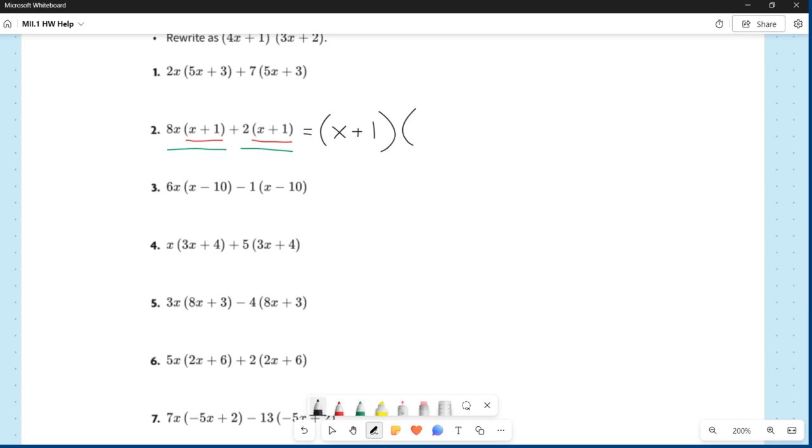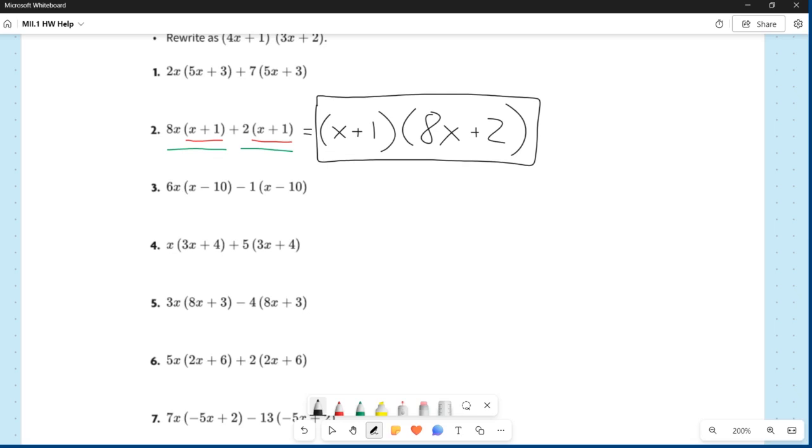So in my first term, the piece that's left over is 8x. And then the piece that's left over in the second term is plus 2. It's positive because it says plus 2, not minus 2. And that is my final answer. Now, that is our final answer.